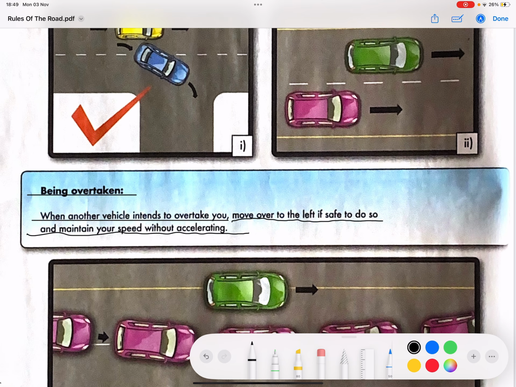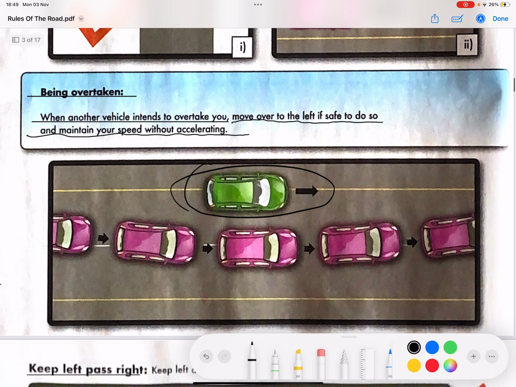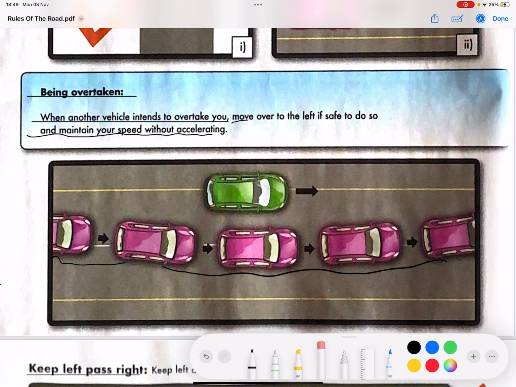If there is someone who wants to overtake you, move slightly to the left, like this demonstration. Allow this vehicle to overtake you. And you must not accelerate. Sometimes you are trying to overtake someone, and they are busy accelerating while you're trying to overtake. No, just maintain your speed, move over to the left.